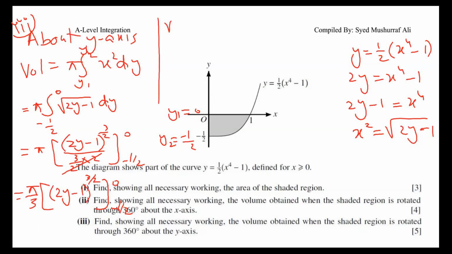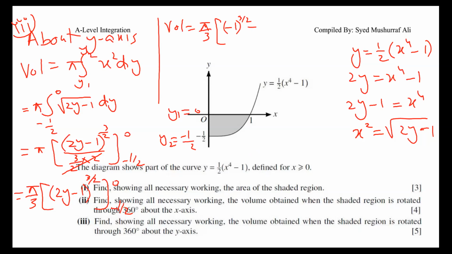So the volume part is coming what? Pi by 3 outside. When I put 0 in the place of y, it becomes minus 1 to power 3 by 2. Minus, when I put minus half here, let me show you. 2 times minus half, minus 1. This cancels, I get minus 2 actually. I'm getting negative 2, okay. So when I put a negative 2, what happens then?